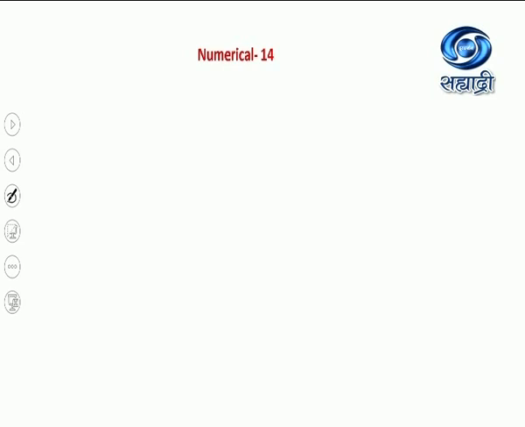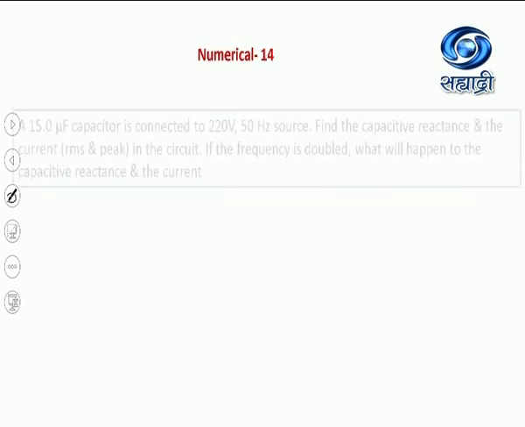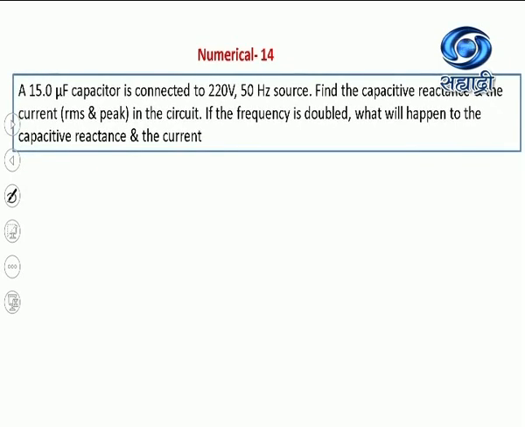Now let us go for the numericals on this topic. In the textbook you have numerical number 14. The statement is: a 15 microfarad capacitor is connected to a 220 volt, 50 hertz source. Find the capacitive reactance and the current, which currents? RMS as well as peak in the circuit. If the frequency is doubled, what will happen to the capacitive reactance and the current? Given things, they have given capacitance which is 15 microfarad, that is 15 into 10 to the power minus 6 farad.